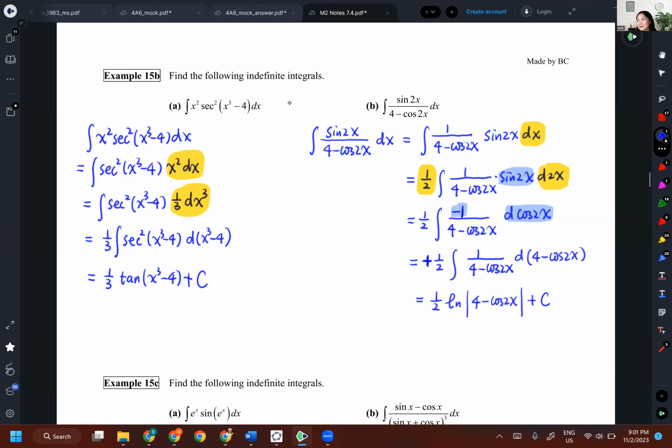This should be the answer, but if you want to go further, you can also remove the absolute value sign, because in this case, 4 minus cosine 2x is definitely positive. You can only remove it when you know that the function inside the log is a positive function. Since we know cosine is definitely smaller than 4, the absolute value sign is not needed. You can remove it. But it's not the case with some other functions. We don't know whether they are positive or negative.